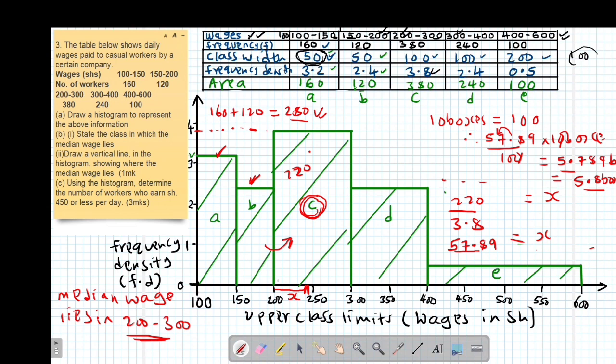So let me count the boxes. I have 1, 2, 3, 4, 5. So I need 5.8, so roughly 5.8 will be somewhere here. Therefore, let me connect it. You can use your ruler to draw the line. So 5.8 will be somewhere here.